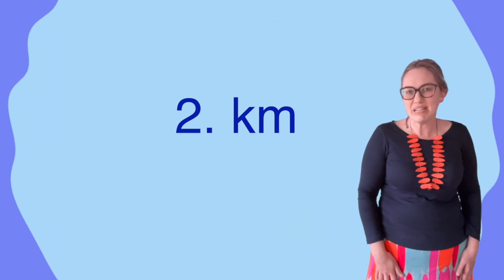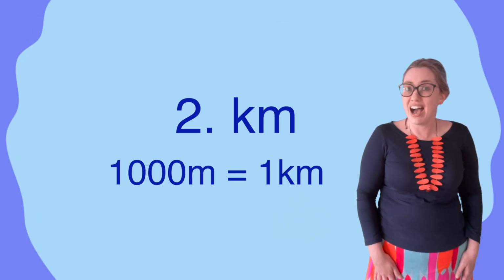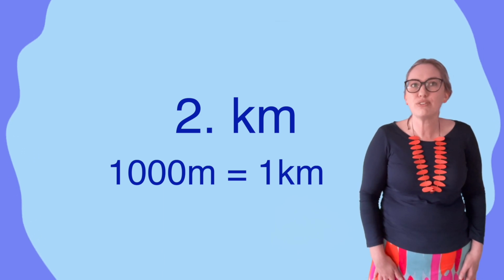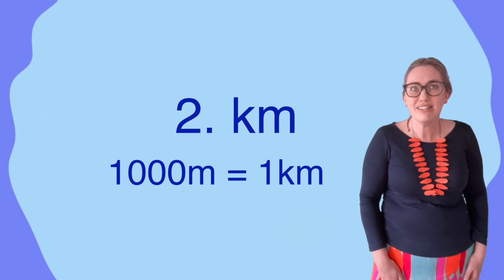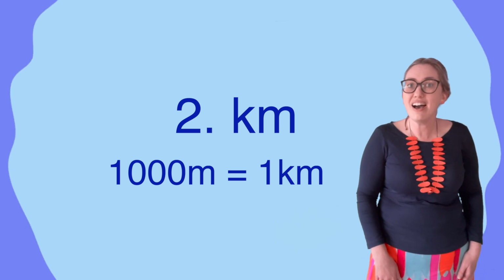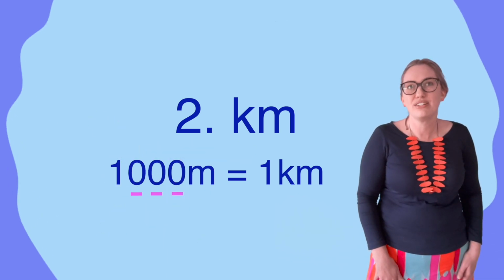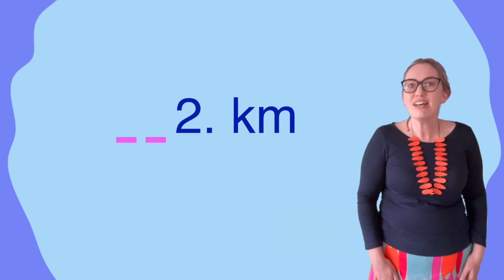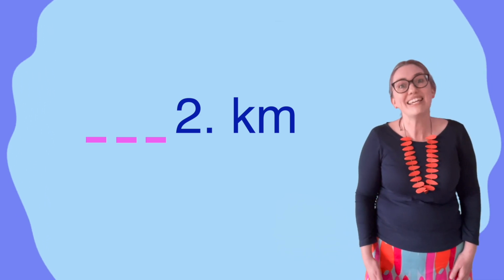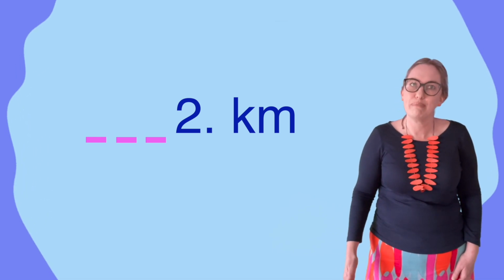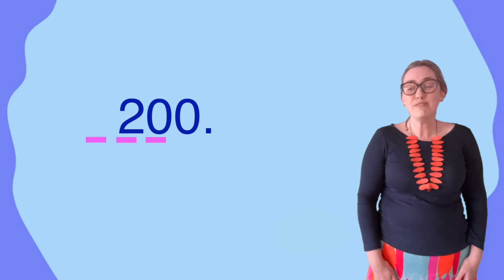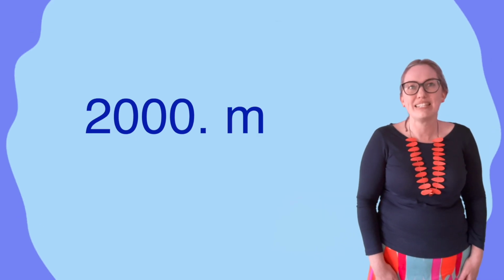To convert this to metres, we use our knowledge that there are 1,000 metres in 1 kilometre. An easy way to remember how many places to move our number when converting between kilometres to metres is to remember that there are 3 zeros in 1,000. So we will move our number 3 places. And because we are going from a larger unit of measurement, kilometres, to a smaller unit, metres, we move our number to the left. Now we have 2,000 metres.